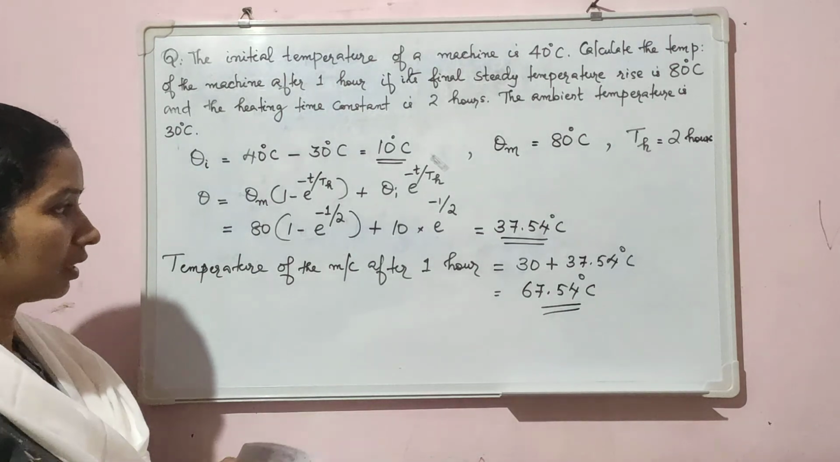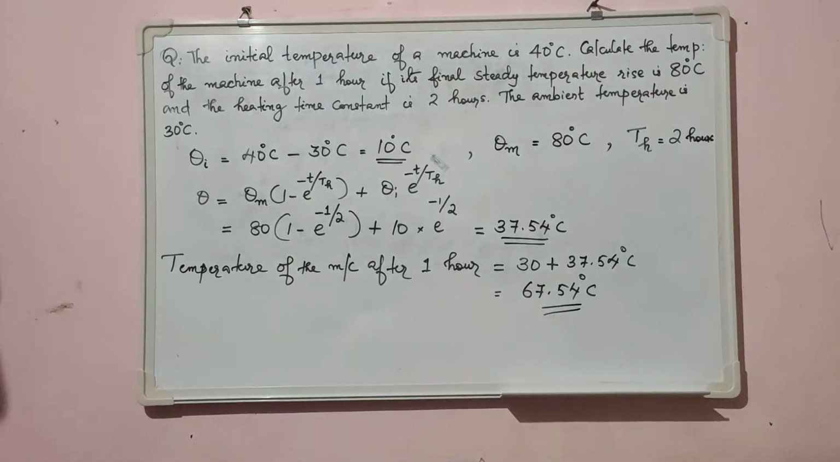So in order to get the total temperature, we have to add the temperature rise to the ambient temperature. So this is how we can calculate the temperature of the machine.